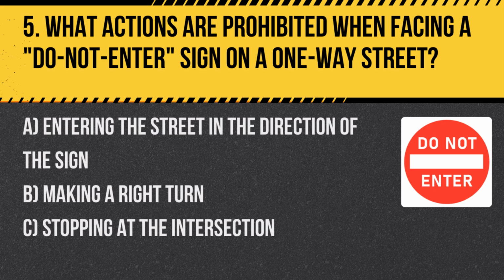Answer. A. Entering the street in the direction of the sign. A do not enter sign indicates that entry is prohibited from that direction.